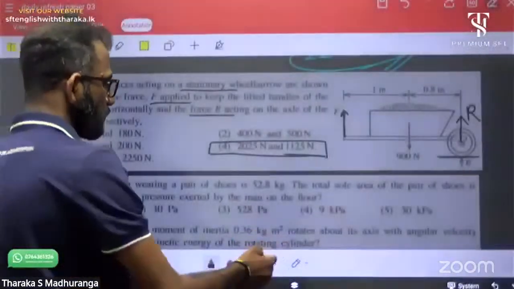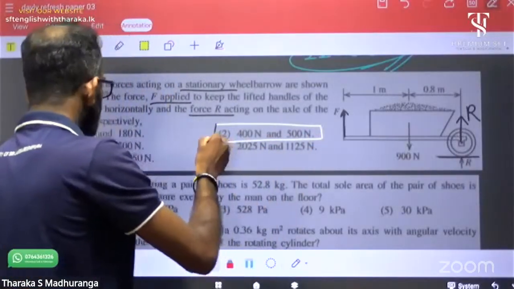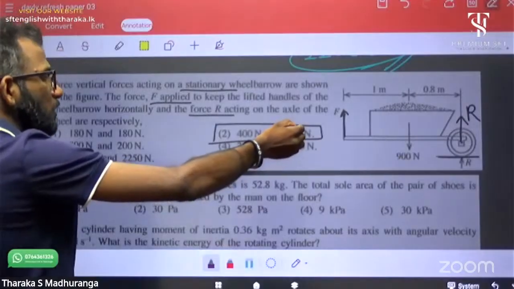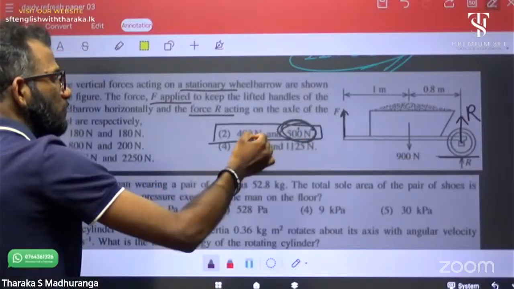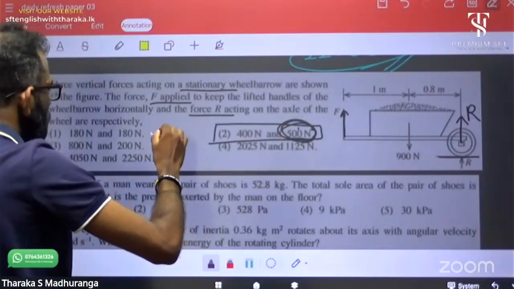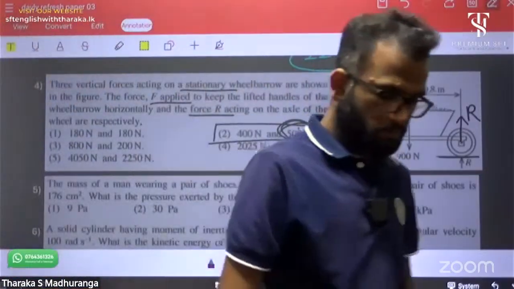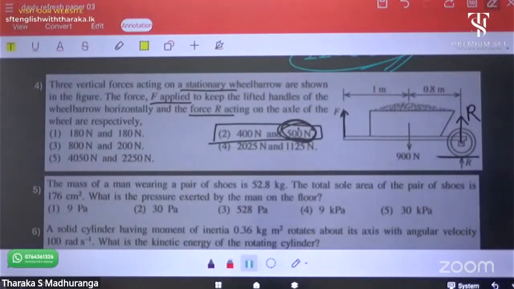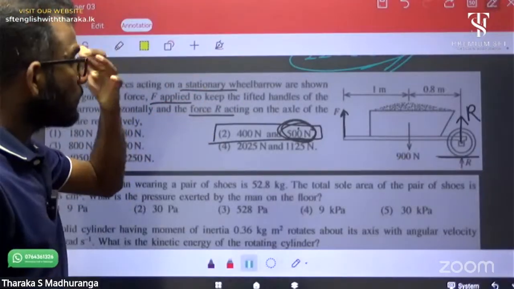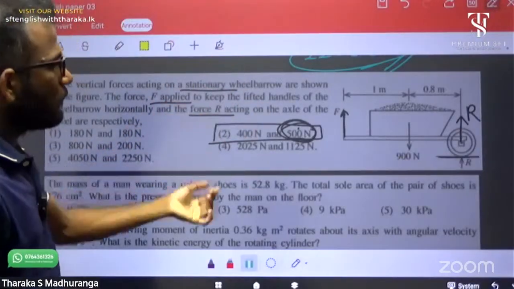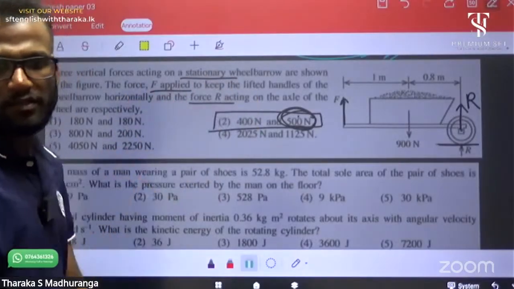Sorry, answer number 2, not 5. F value equals 400, R value equals 500. If you got the R value, again, now I got a mistake. Hurry to make it. Again, there is no need to calculate F because the 500 answer is given for only one question. Answer number 2. But it is better to confirm that quickly. If the F value is 400, this is the answer.